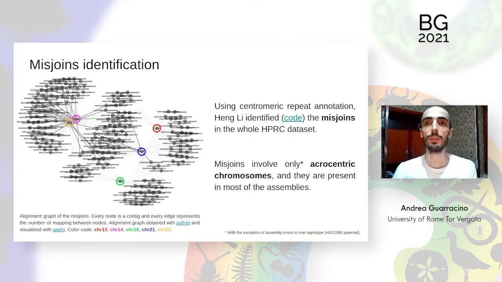One of the analyses performed by Hank Lee involved the identification of misjoins by mapping the contigs against the CHM13 reference. The slide reports a visualization of its results as an alignment graph, where nodes represent the contigs and the edges represent how many mappings between the contigs are obtained. Except for one sample, all the misjoins involved the acrocentric chromosomes, suggesting the presence of homology relationships between non-homologous chromosomes.